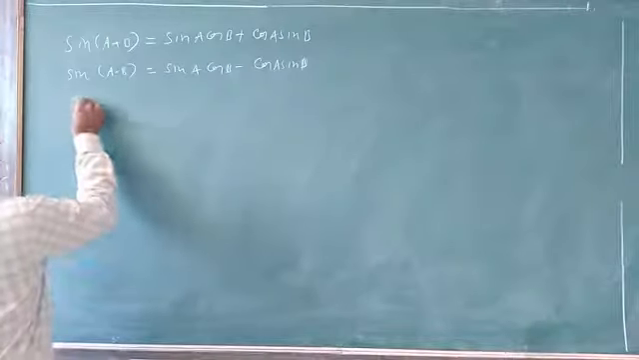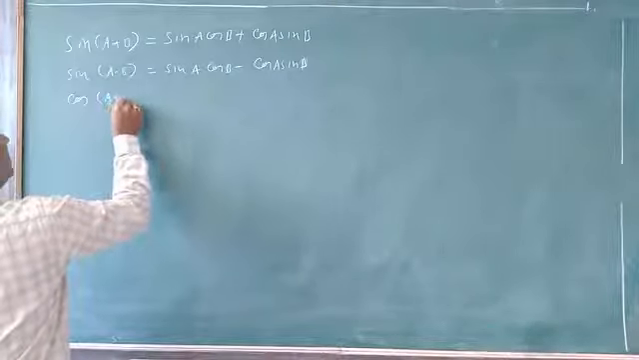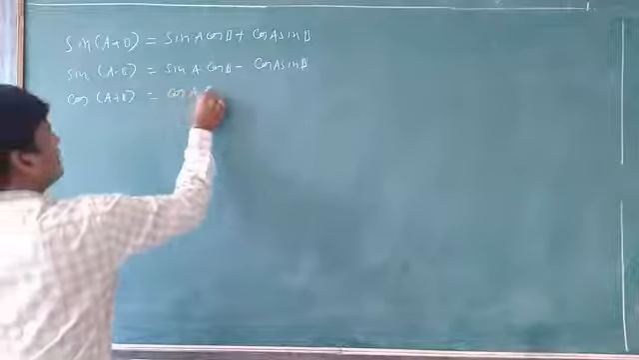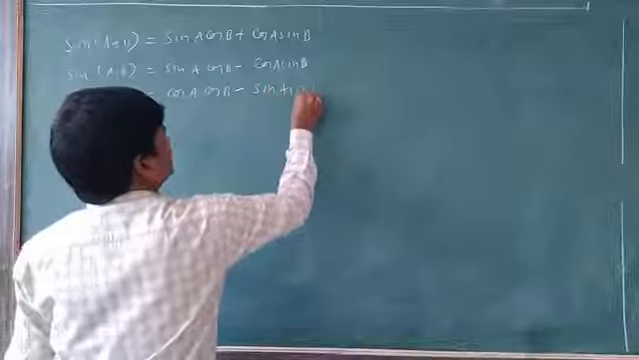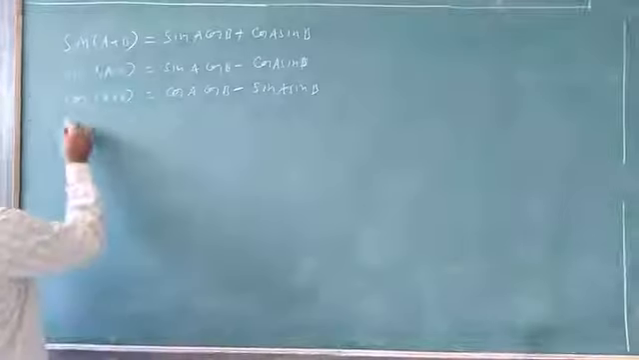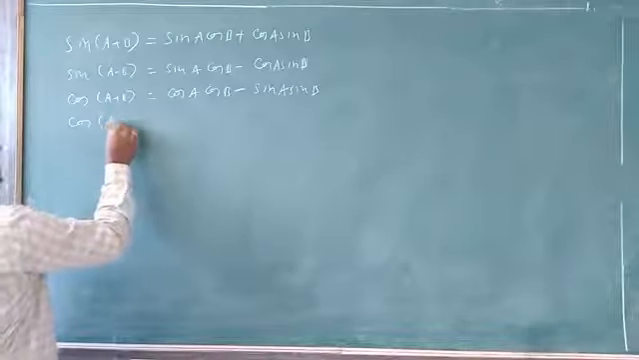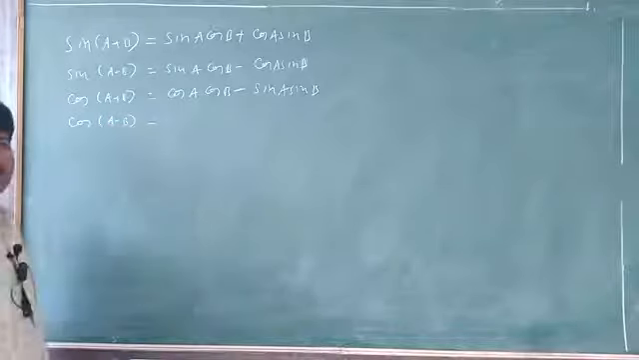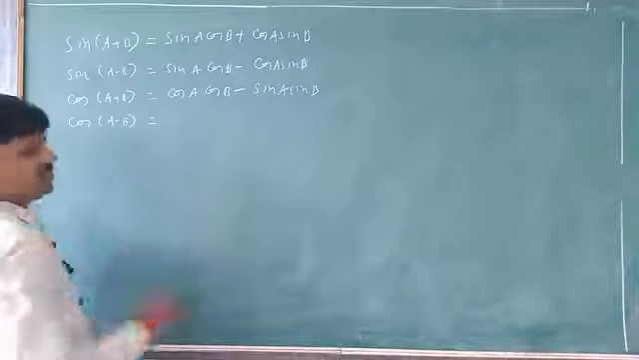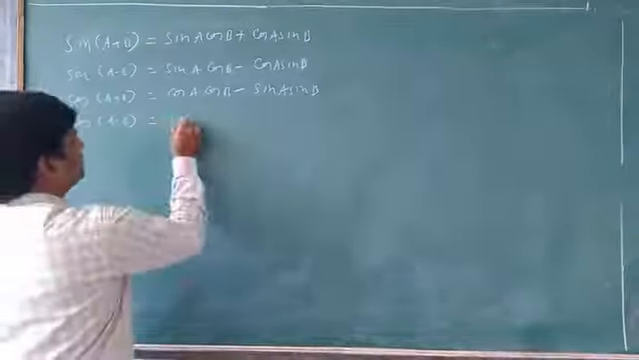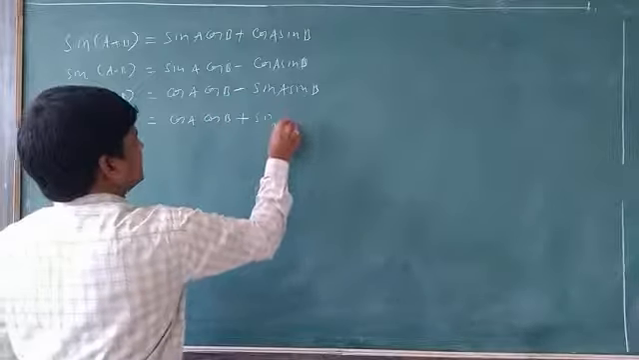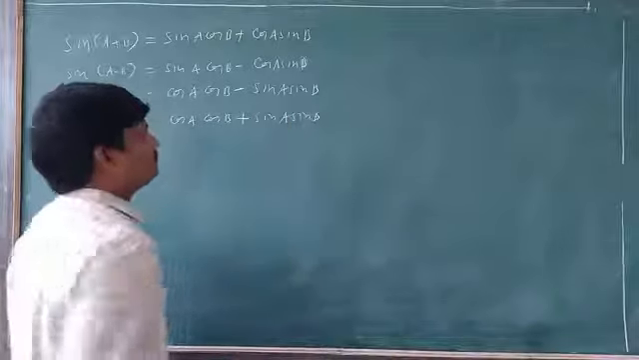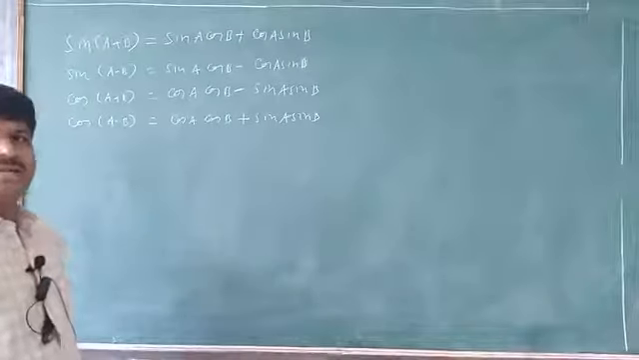Next. Cos of a plus b. Cos a cos b minus sin a sin b. Okay, next. Cos of a minus b. What is the formula of cos of a minus b? Cos a cos b plus sin a sin b.